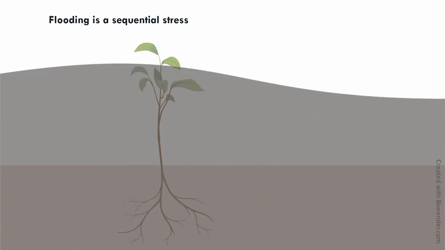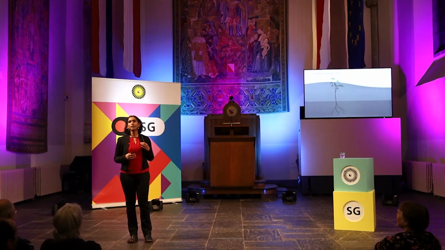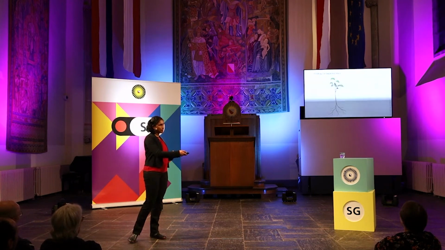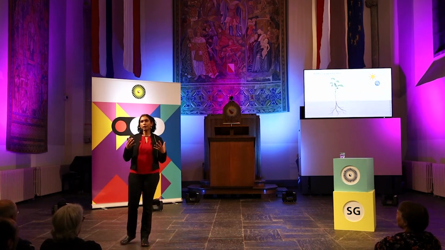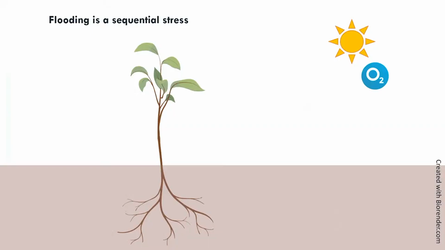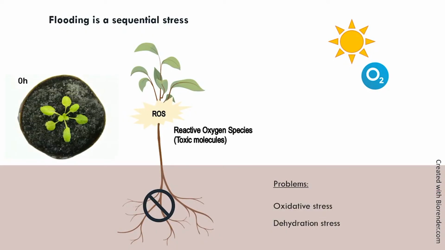Now, another problem with flooding is it's something we call a sequential stress, which means that once the floodwaters have retreated, the problem is not over for a plant. So why is this? This is because when the floodwaters go down, a plant which is used to the low light and low oxygen conditions of being underwater is suddenly exposed to extremely high light and normal oxygen conditions. And this results in the generation of toxic molecules which are very damaging to the plant. And secondly, the roots of this plant are not working anymore because of the tissues dying during the flooding period. So paradoxically, even though a plant finds itself in soil which has lots of water, it will show symptoms of drought or dehydration.